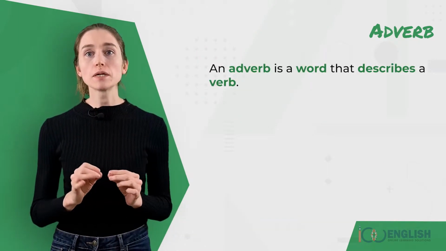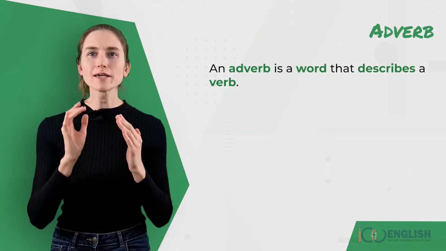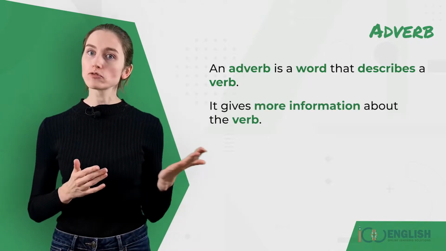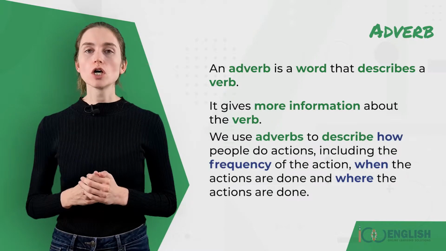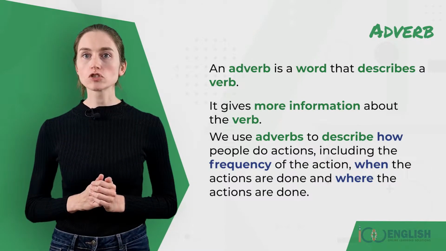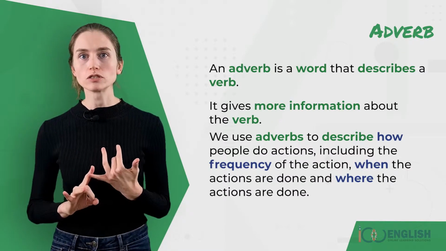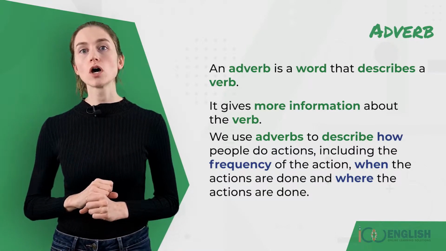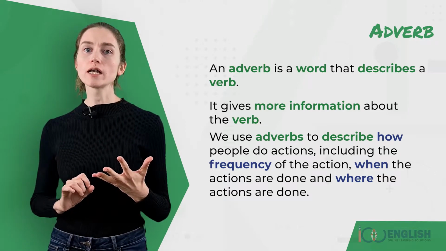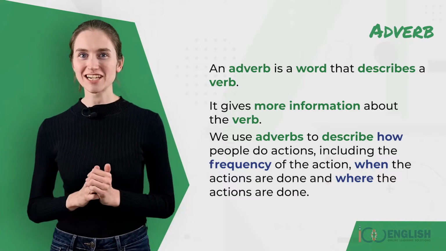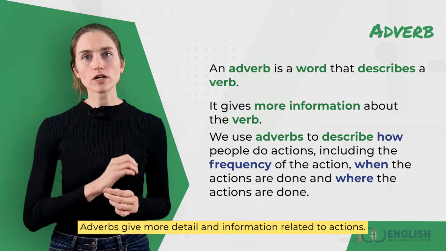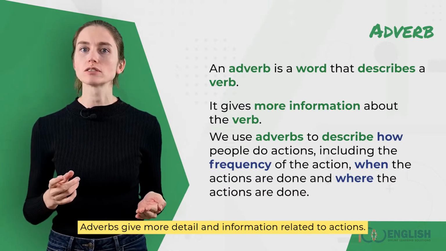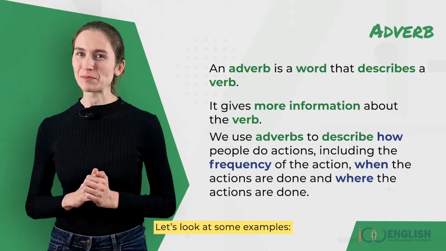An adverb is a word that describes a verb. It gives more information about the verb. We use adverbs to describe how people do actions, including the frequency of the action, when the actions are done, and where the actions are done. Adverbs give more detail and more information related to actions. Let's look at some examples.